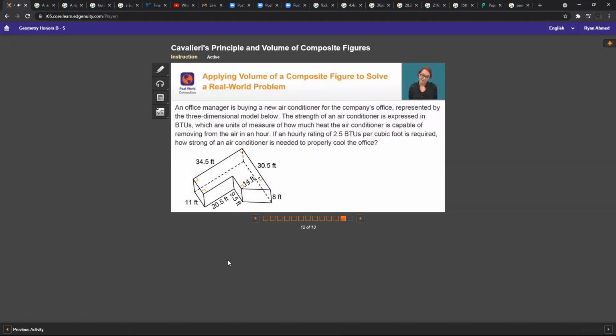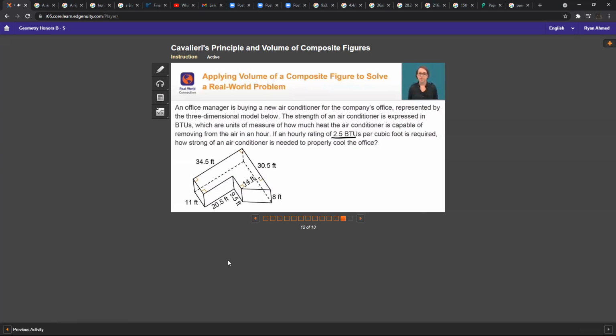All right. An office manager is buying a new AC unit for the company office, represented by the 3D model below. The strength is expressed in BTUs, which are units of measure of how much heat the air conditioner is capable of removing from the air in 1 hour. So an hourly rating of this many BTUs per cubic foot is required.